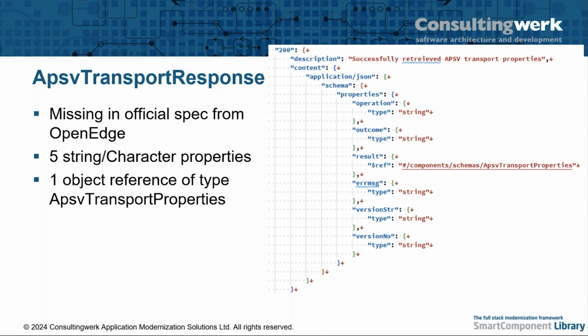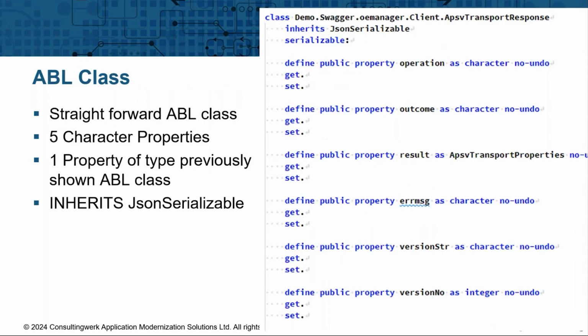But here we see the response is an object with properties operation, outcome, result, error message, version string, and version number as string. And result is a reference to another type. So that's actually describing a nested object in there. And in ABL code, we have this object with the character properties and the result properties of the APSV transport properties type.